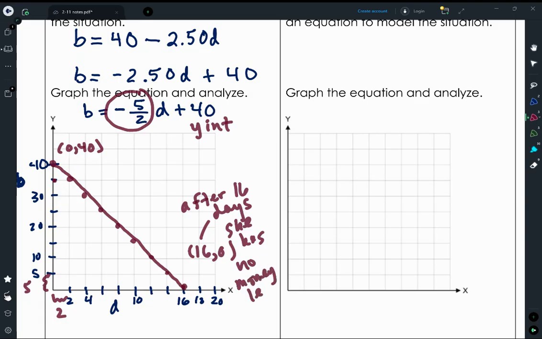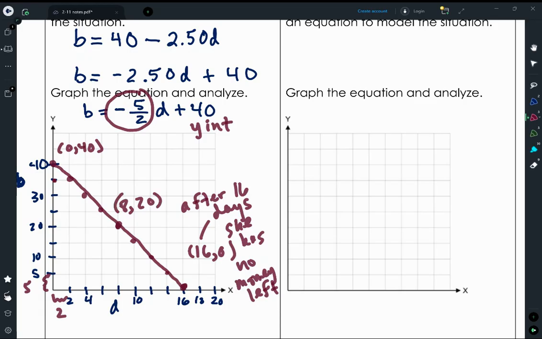So that's what's going on there. She has no money left. So I feel like that's an important point. But we got all these points across the way too, right? Like this point would be 2, 4, 6, 8, and 20. So after 8 days, she's got $20 left.